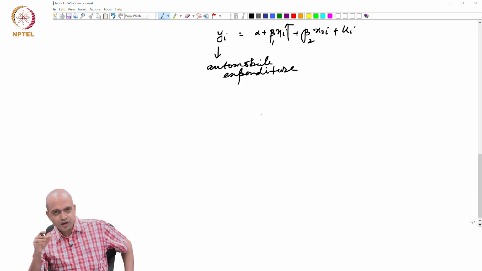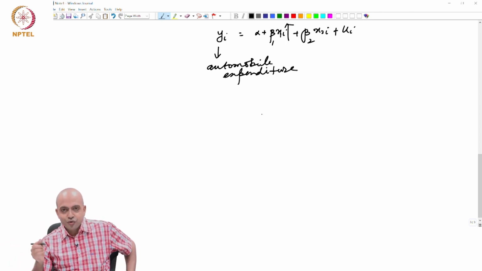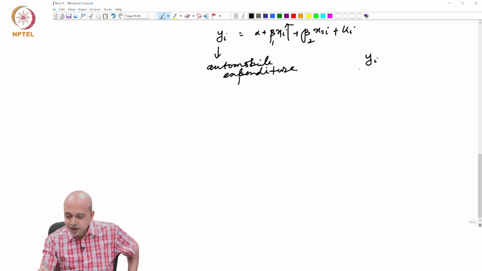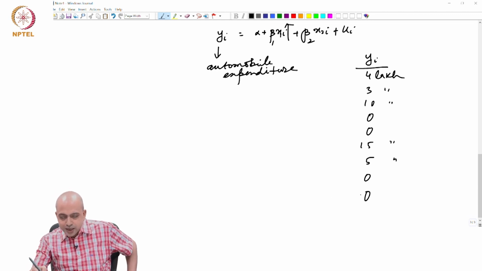Out of those, let us say 100 individuals do not have any vehicle at all. So if you ask what is your automobile expenditure, then the data will become like this. Let us say this is 4 lakh. First individual says 4 lakh, then 3 lakh, then 10 lakh, then some individual will say 0, I do not have any automobile expenditure. Then again 15 lakh, then 5 lakh, then again 0, 0, 0. So your y, the dependent variable, will take values like this.